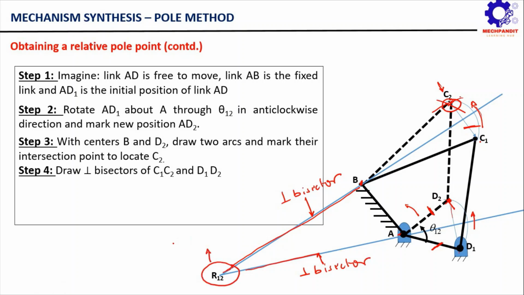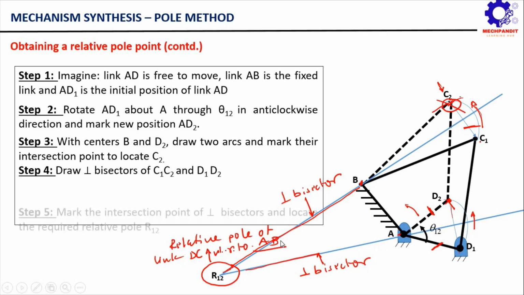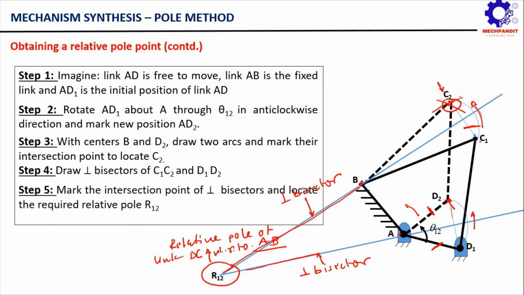So what is R12? R12 is simply the relative pole of link DC with respect to link AB. Now this is the approach to obtain the relative pole point.